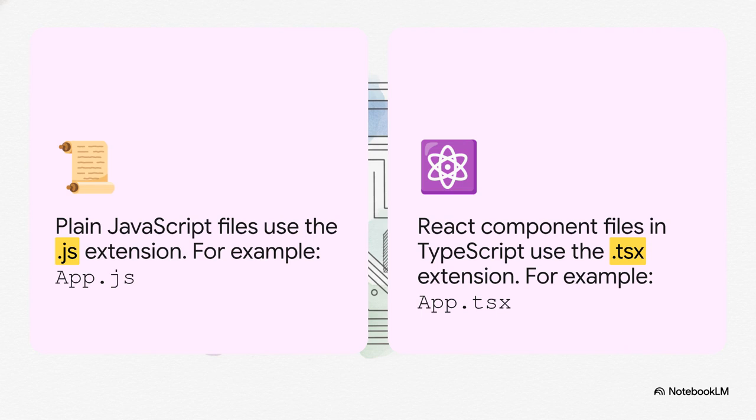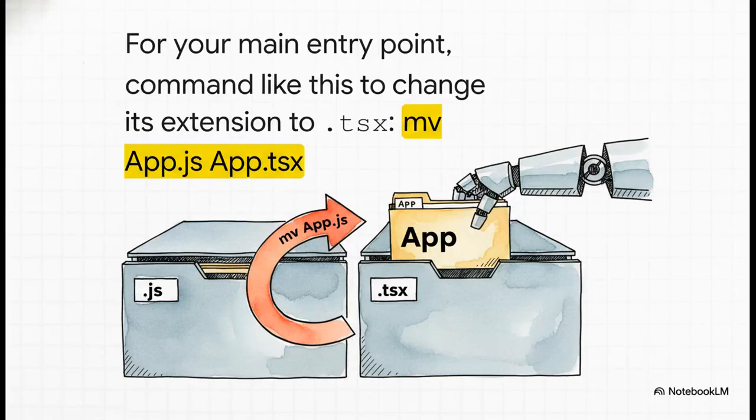First things first, renaming files. And the rule here is dead simple. If a file has any JSX in it, your React components, it gets the .tsx extension. If it's just a plain logic file, maybe some utility functions, it gets a simple .ts. That's how you tell the compiler what's what. So for your main App.js file, you just run a command like this to change the extension to .tsx. Now, you'll have to do this for all your component files.